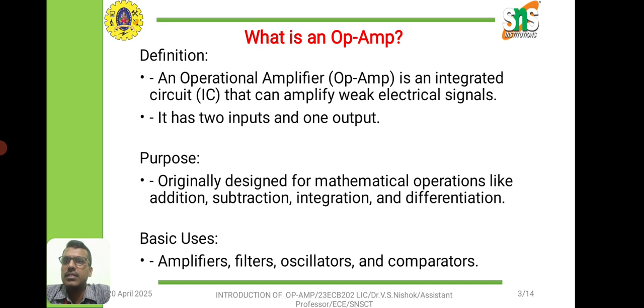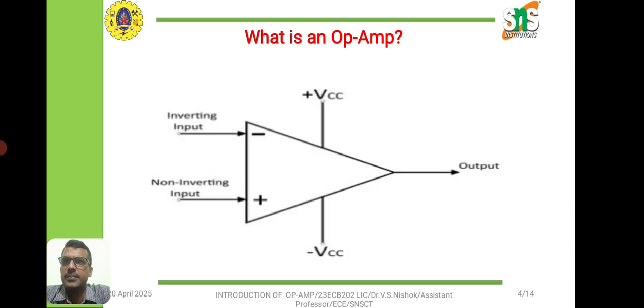It has two inputs and one output. The operational amplifier was originally designed for mathematical operations like addition, subtraction, integration, differentiation, etc. And it has some other uses like amplifiers, filters, oscillators, comparators, waveform generators. So there are many more applications under the topic operational amplifiers.